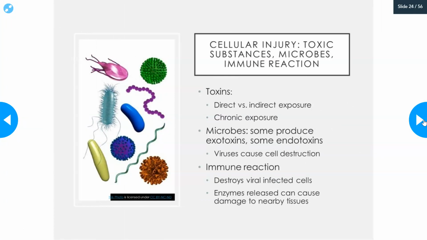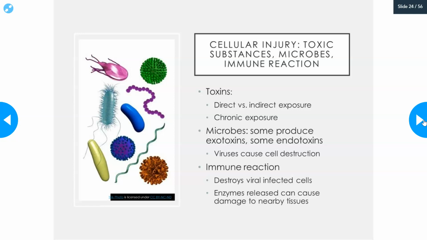So let's talk about cellular injury due to toxic substances, microbes, and immune reactions. So toxins, you can be exposed directly, indirectly, or chronically. Direct exposure means that you got it directly on you, or you inhaled it. So for example, if she inhaled those chemicals, that would be a direct exposure.